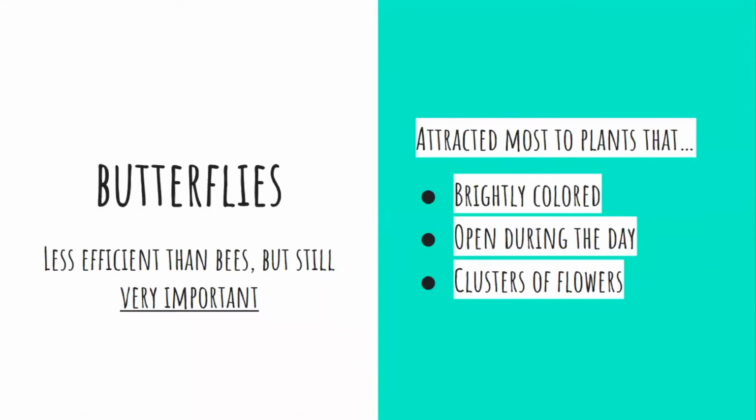Butterflies are less efficient than bees, but still important in the pollinator world. They're attracted most to plants that are brightly colored, open during the day, and have clusters of flowers as blooms as opposed to just one flower.